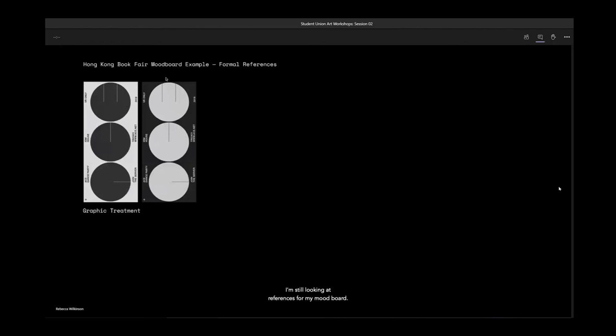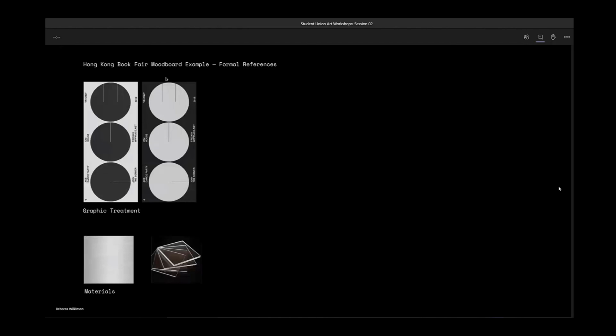So I'm not designing yet. I'm still looking at references for my mood board, but I may start thinking about graphic treatment. So I may want a simple graphic treatment with a very thin line weight, which is what you see in the example here. I then might start thinking about materials. So since I looked at my mood and stylistic references, I know I want glossy, shiny, metallic things that connote the future.